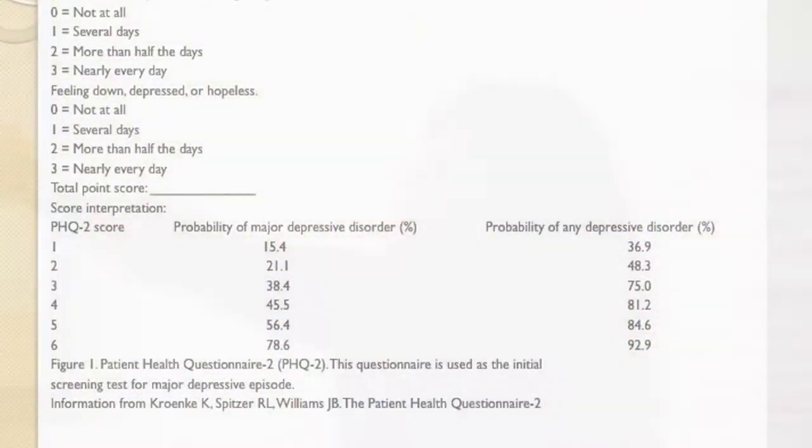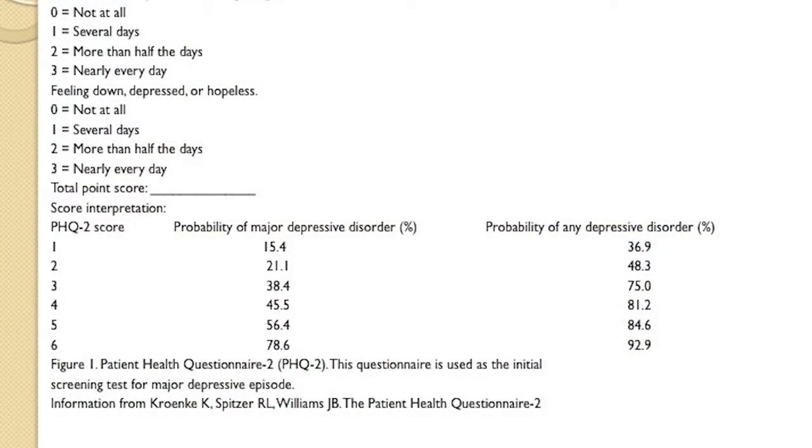And you can see here, they give you some really nice psychometrics. So if the score is 1, the probability of major depressive disorder is 15.4%. But if they rate both of those nearly every day, they end up with a score of 6, 78.6%, the probability of a major depressive disorder.